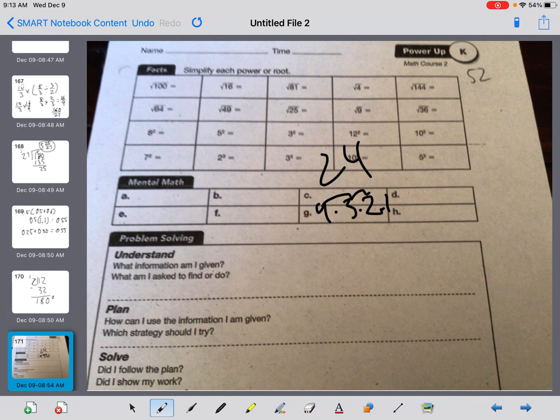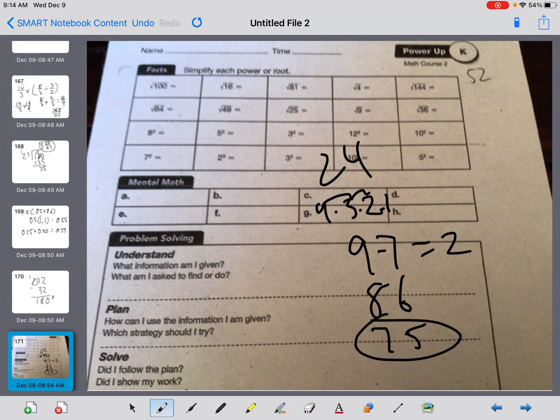Problem solving, it says, what is the largest 2-digit number that is divisible by 3 and whose digits differ by 2? So I start at the largest 2-digit number where the difference is 2. Then I said 9 plus 7 is 16. 3 doesn't go into 16. So then I went down to 86. Still has a difference of 2. So that's my pattern. Add them together. That's 14. Not divisible by 3. Went down to 75. Still has a difference of 2. 7 plus 5 is 12. 3 goes into 12. And I have my answer.